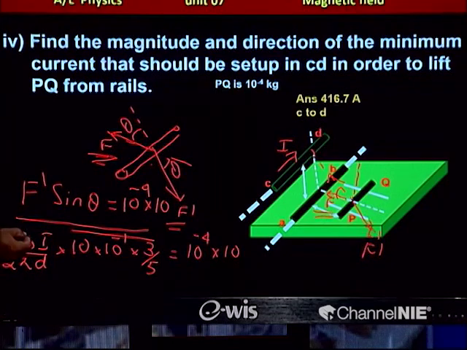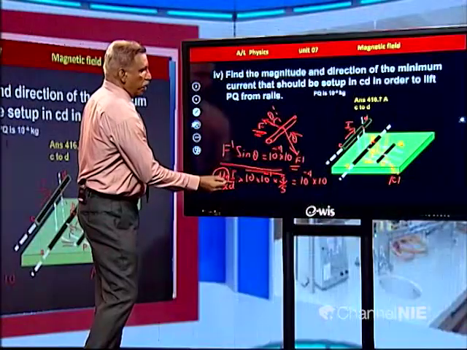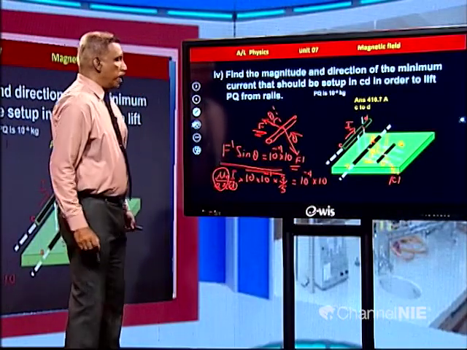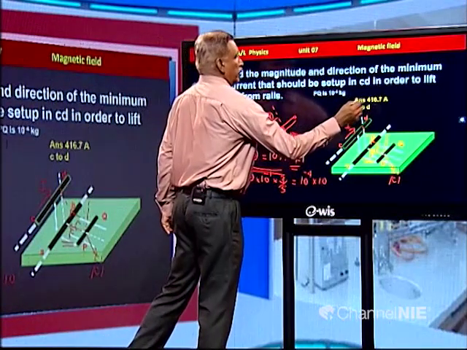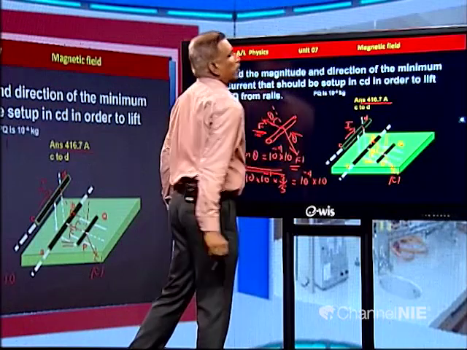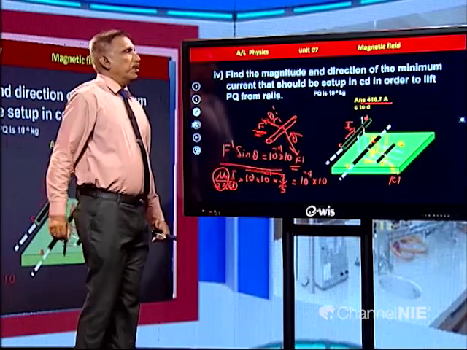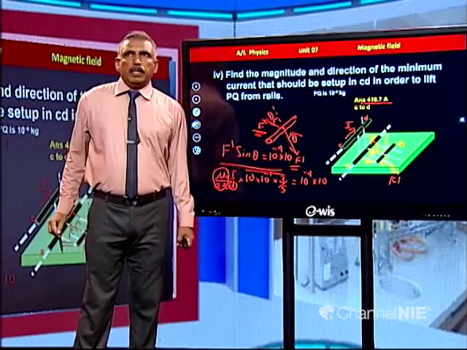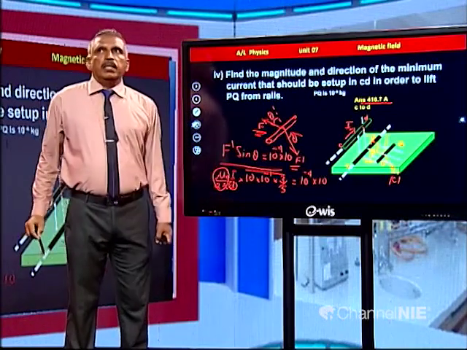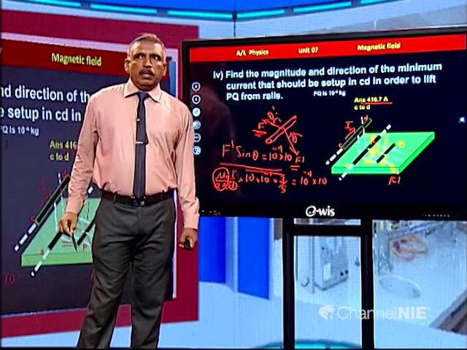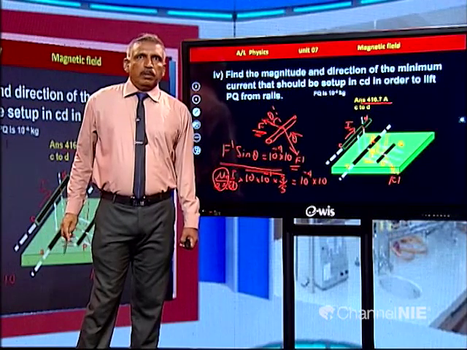Substitute this 2 into 10 to the power minus 7 and d is equal to 5, and you can find the value of the current I. That answer is 416.7 amp. This is the answer. And as I already stated, the current passes through C to D.